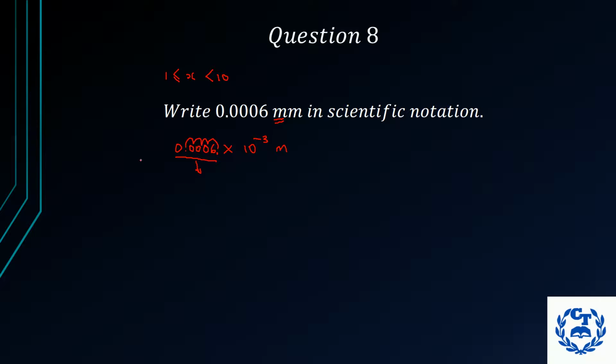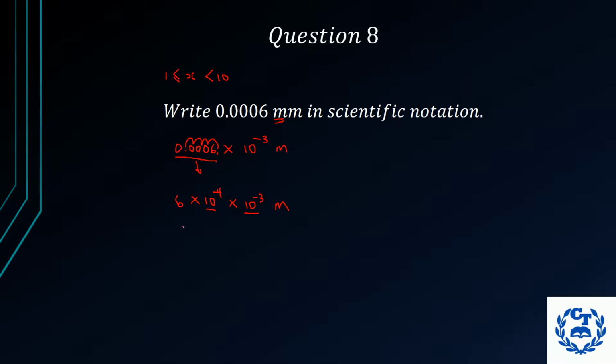We're multiplying, and when we are multiplying, the power needs to be negative. So we write 6 multiplied by 10. We count out 4 tens, and we say negative since we are multiplying. And we put back the multiple of 10 to the -3 meters. According to our indices laws, once we have the same base, we simply add the powers.